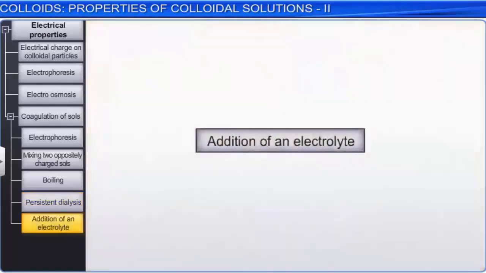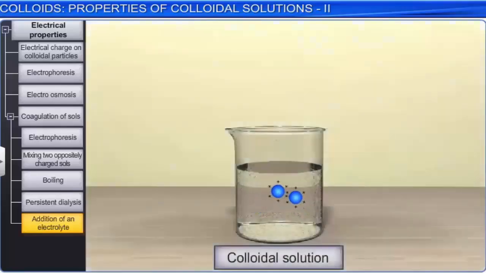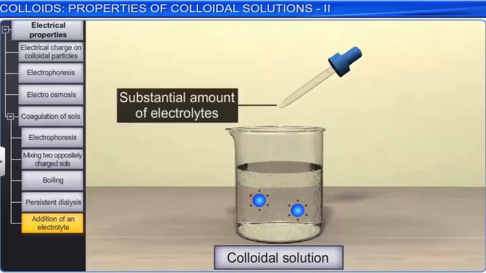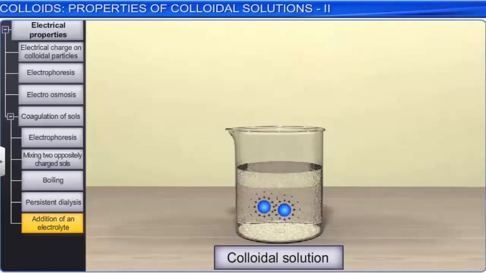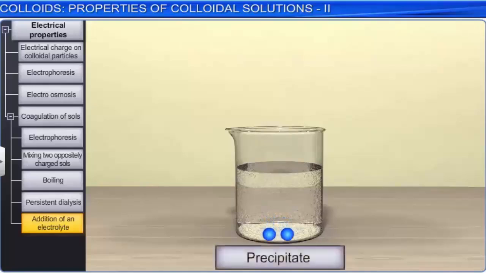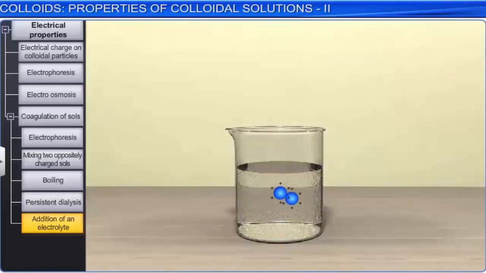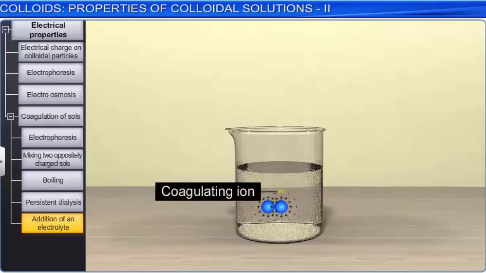The most important and useful method of coagulating sols is by adding an electrolyte. While traces of electrolytes are essential for stability, adding substantial amounts brings about the precipitation of colloids, as it completely neutralizes the charge on the colloidal particles. The ion responsible for causing coagulation is the one that carries a charge opposite to that present on the colloidal particles, and is known as the coagulating ion. For example, a positively charged sol gets coagulated by the negatively charged ions of the electrolyte that is added.